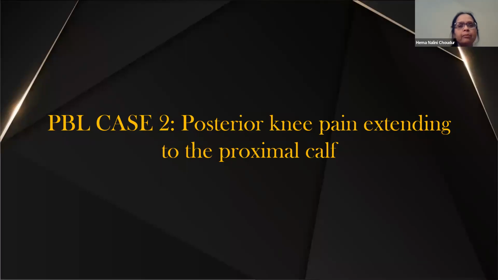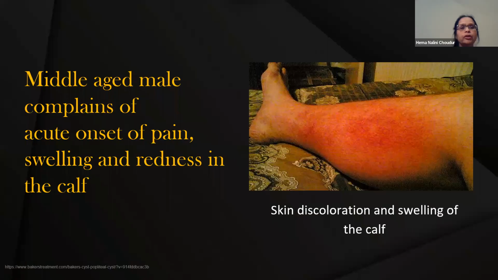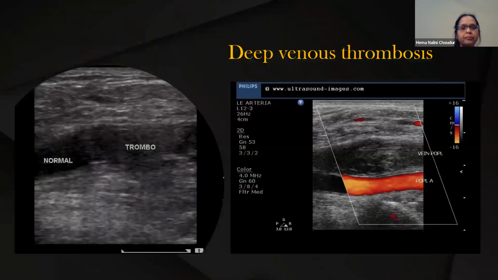Let's move on to a slightly more complex case. Posterior knee pain extending to the proximal calf. So here is a middle-aged male who complains of acute pain, swelling, and redness in the calf. Skin is discolored, as you can see.